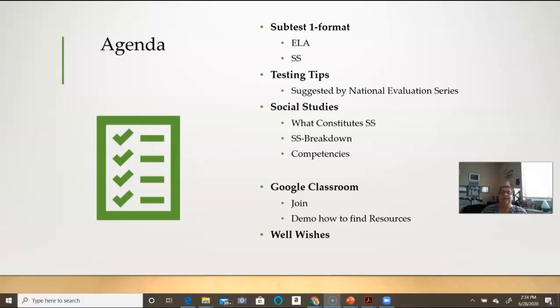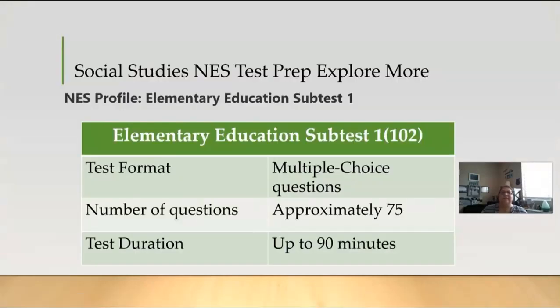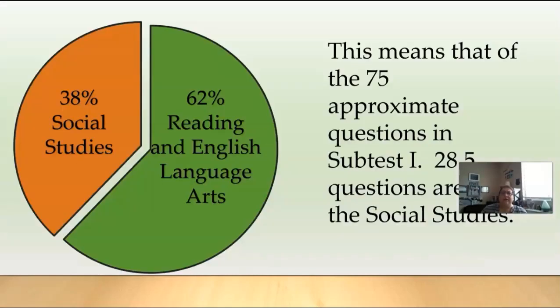So let's move on to the Subtest 1 format. Subtest 1 includes your language arts and your social studies. The test format is multiple choice. Number of questions is approximately 75 questions, and you get about 90 minutes to complete it. So when you think about that, I'm going to give you the breakdown between social studies and language arts. The breakdown is 38% of the questions are going to be social studies, 62% are going to be the ELA.